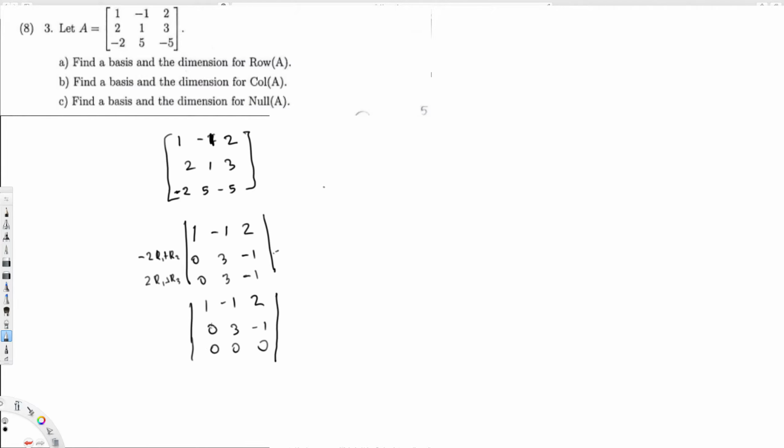Since we have to do Gauss-Jordan, we have to bring this to this pattern: we have to bring pivots to 1, and whatever is above or below should be 0. In this case we have 3 right here. So to make this one equal to 1, I can simply divide this row by 3. I'm dividing R2 by 3. If I divide it by 3, it's going to be 1, and this is going to be -1/3, and this is going to be 0, 0, 0.